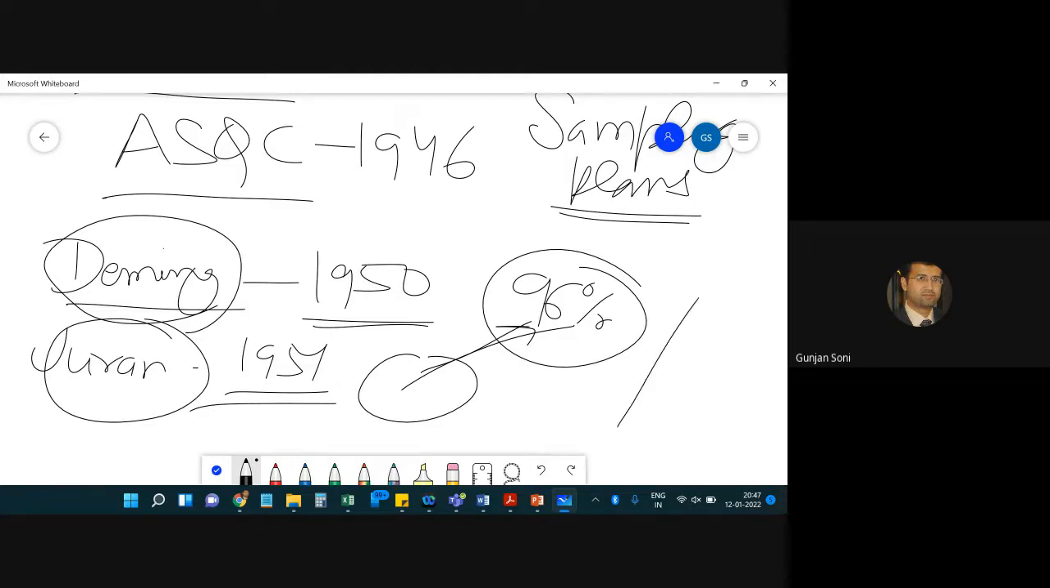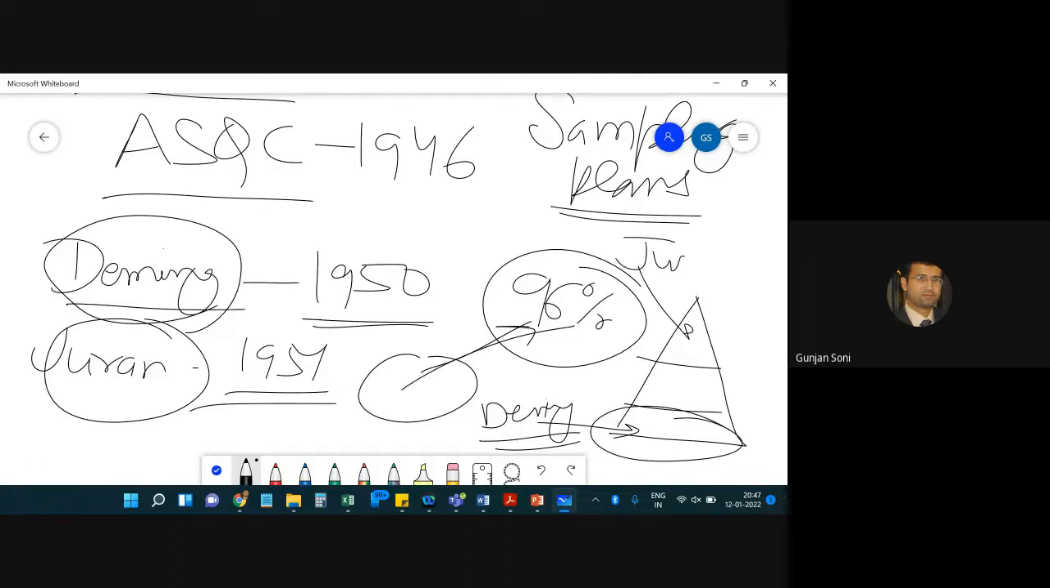So you can see the pyramid which we see: Deming was focusing on the bottom part of the quality and Juran was focusing on the top part of the quality. So they had their own teaching. Juran focused on the strategic role while Deming focused on statistical quality control, that is the operational part. In 1959, the inspection and quality control handbook was made with the sampling plans and all, and how you can extend the life of a product by proper maintenance.